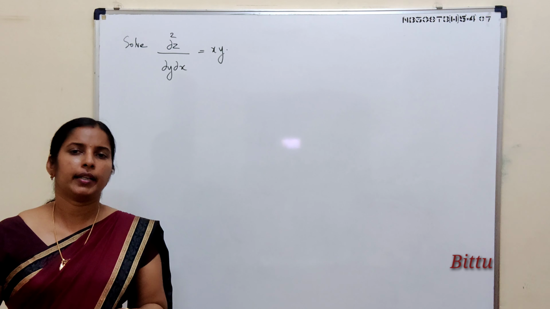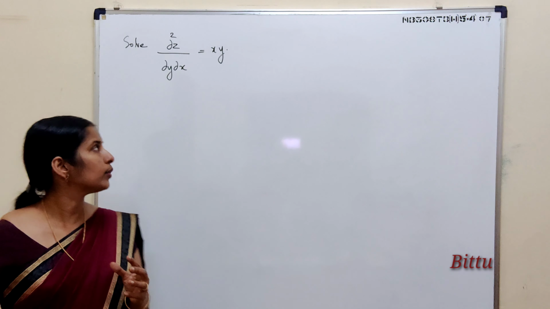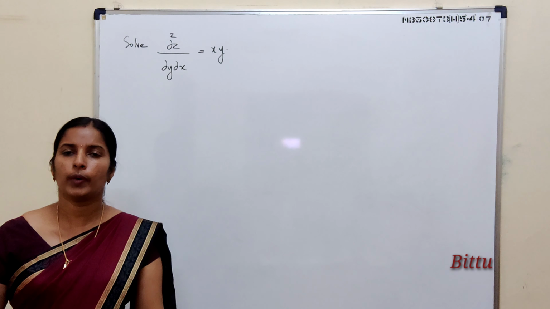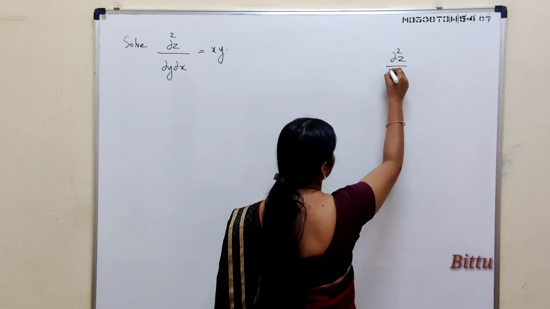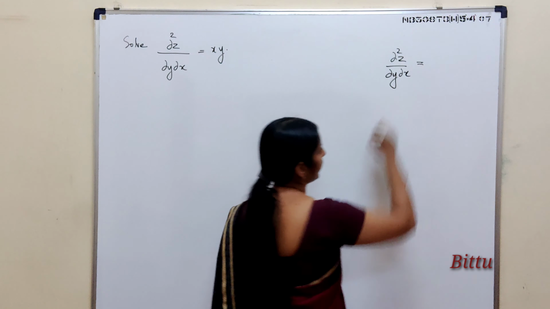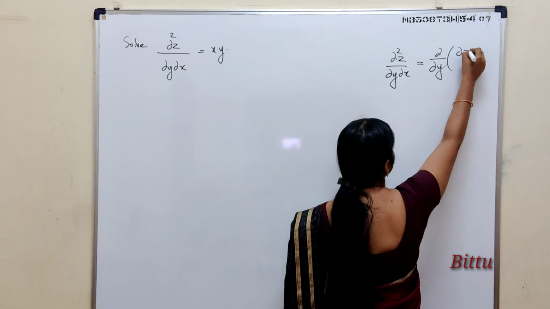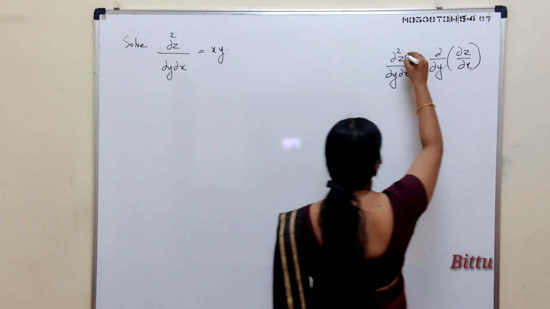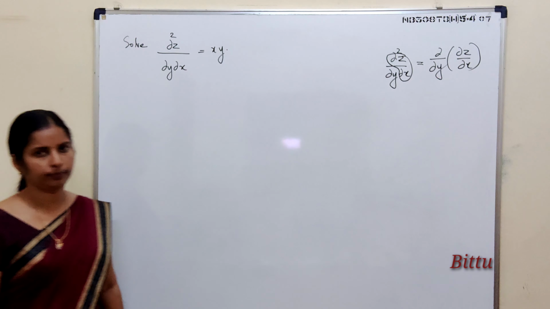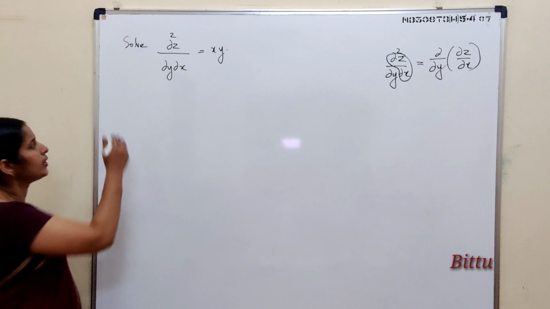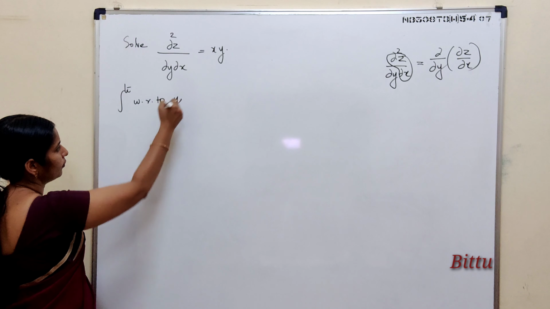Here we can solve it by direct integration. For direct integration, you have to notice what is ∂²z/∂y∂x. Really it is ∂/∂y of ∂z/∂x. So first you integrate with respect to y.